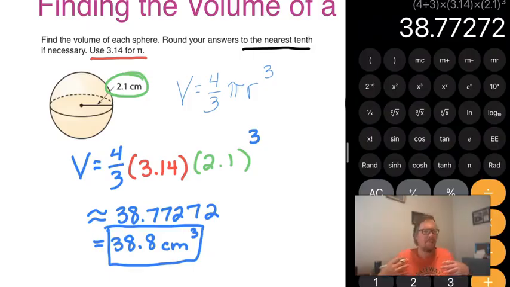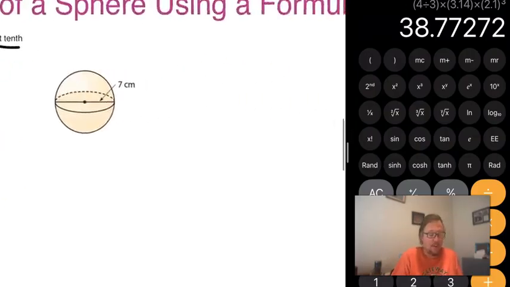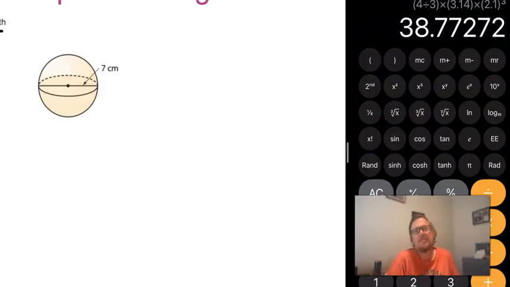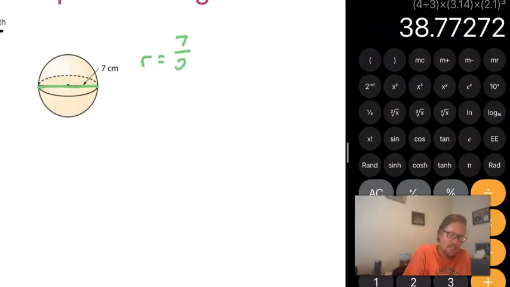The only time these problems are going to get tricky outside of just putting this nastiness into the calculator is just like with our cones and cylinders, if it gives us the diameter instead of the radius. And I'm using the word tricky a little loosely here because as long as you recognize, oh, hey, that's the entire way across the sphere instead of just halfway, it's not that bad. We just take whatever the diameter is and divide by 2. 7 divided by 2 is 3.5. And now we just start plugging things in.